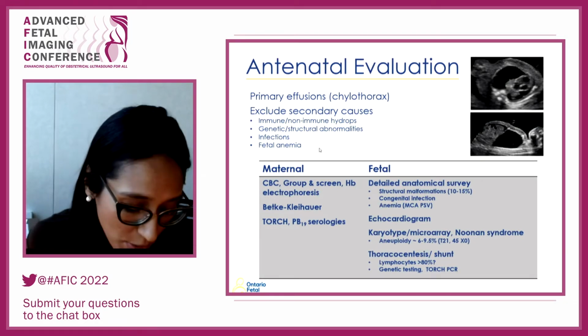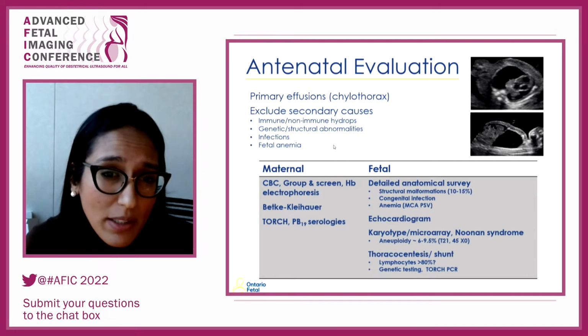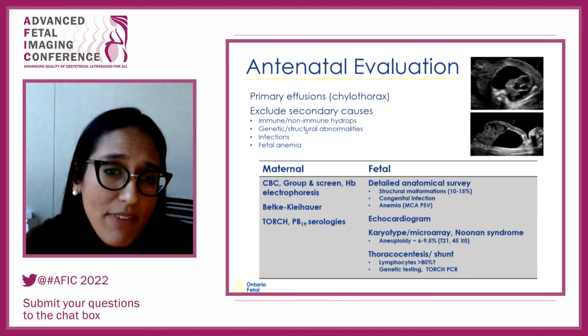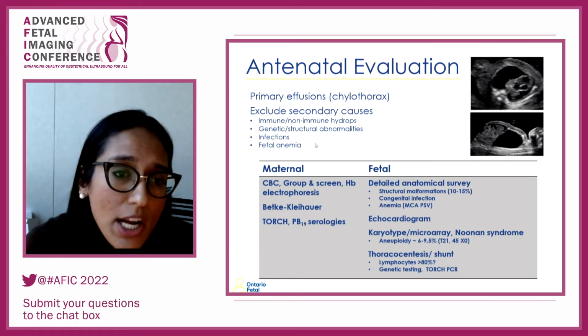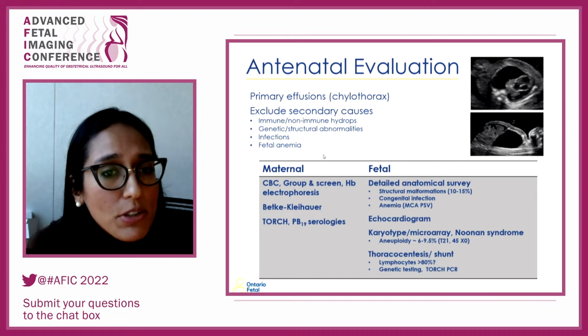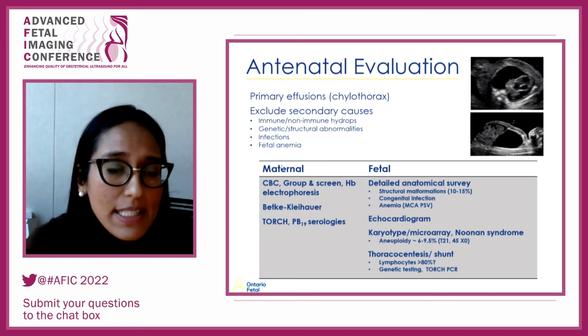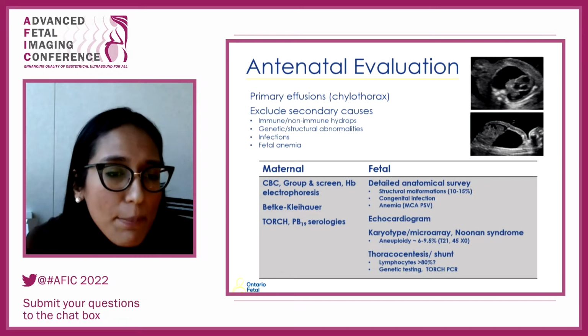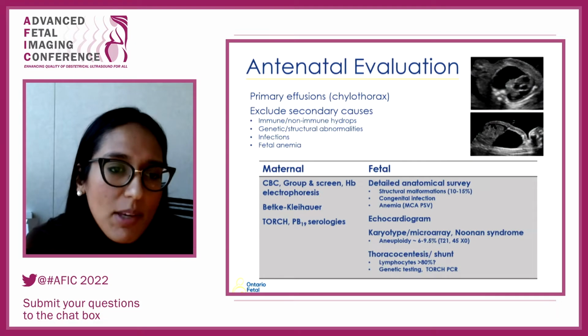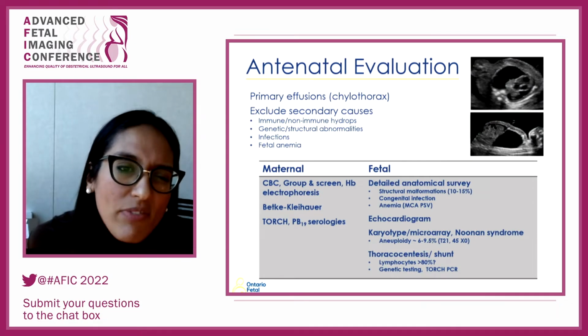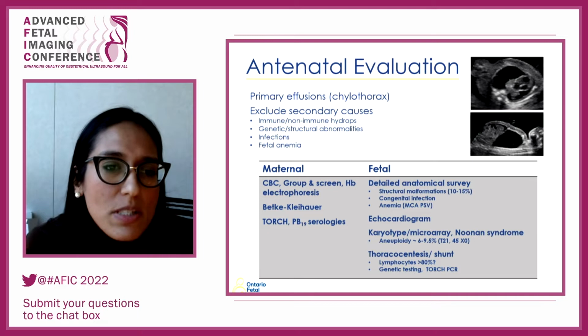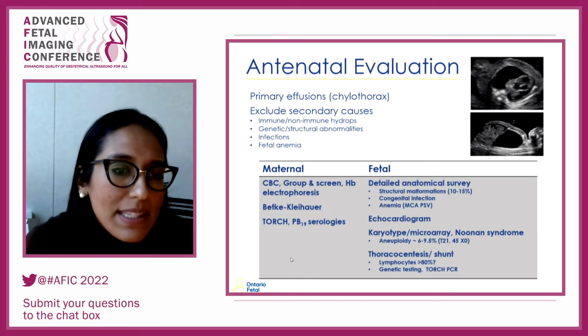When we see a pleural effusion, we have to work this up, obviously, and we really want to distinguish, is this a primary effusion, or what we call a chylothorax, related to a lymphatic abnormality, or is this a secondary cause related to immune hydrops like Rh disease, or non-immune causes like genetic or structural abnormalities, infections, or anemia? Typically, anemia does not present like this. Anemia will usually present with ascites. Infections as well are not typical with just effusions, but it is part of the workup.